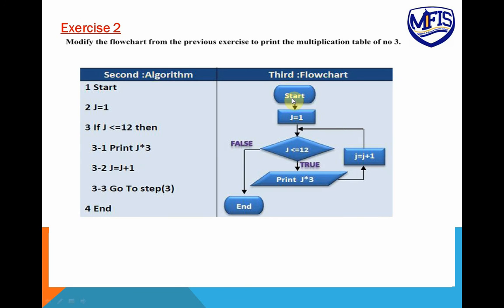Also the flowchart, the same as the previous exercise. Start inside an oval shape, j equal 1 in a rectangle, j less than or equal 12 in a rhombus. If the condition is true, then print j times 3 and increase j by 1 and stay inside the loop. Once the condition is false, you have to get out of the loop and end.